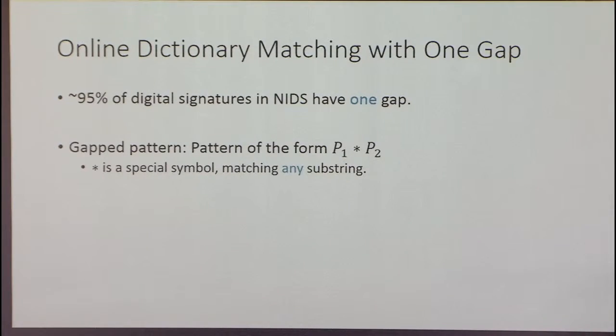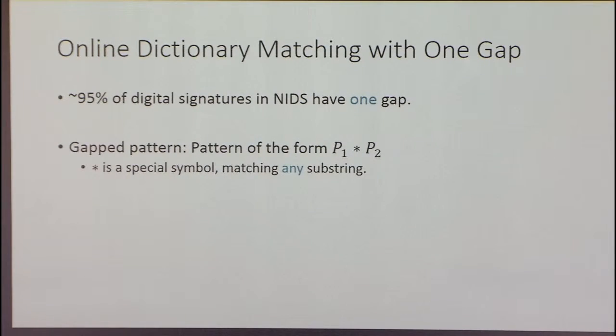So if you look at the actual digital signatures that NIDS, network intrusion detection systems, try to detect, about 95% of them only have one gap. So what I mean by one gap, a gap pattern is of the following form. It has two subpatterns, P1 and P2. And we're going to put a special symbol over here, which is going to be the gap symbol, that says this symbol matches any substring of any length, even zero-length substring.